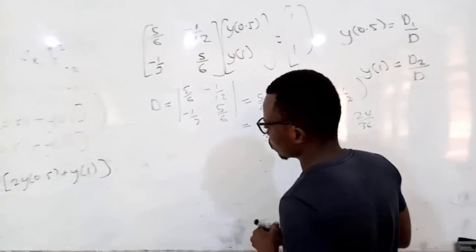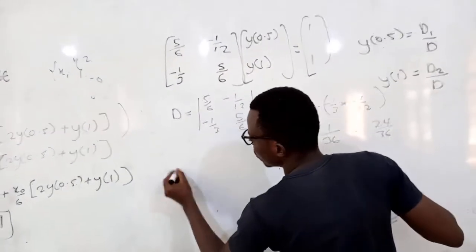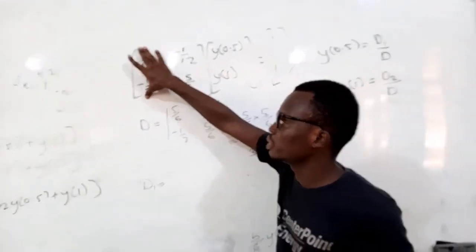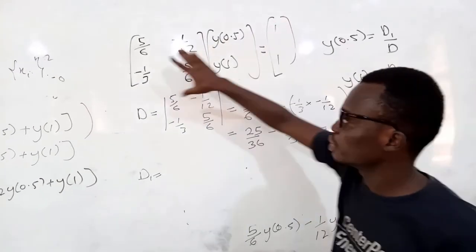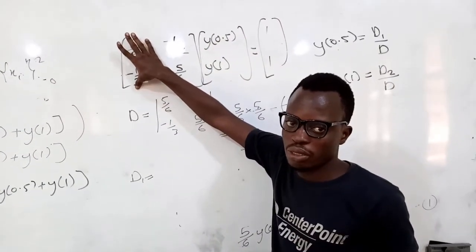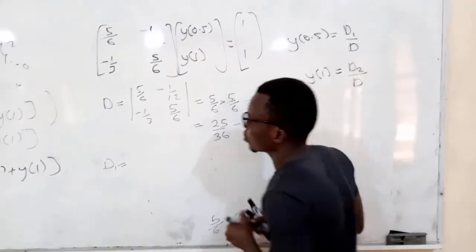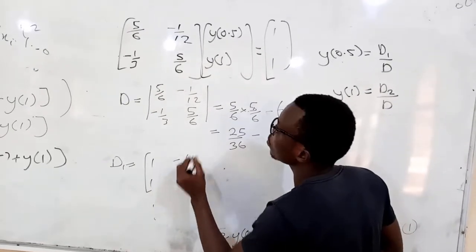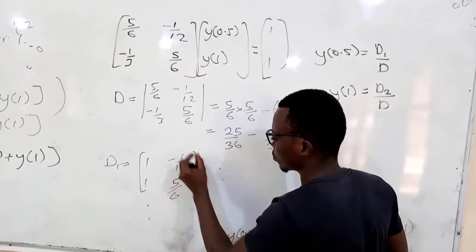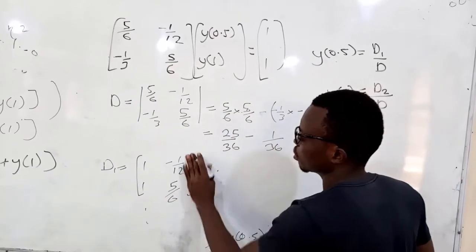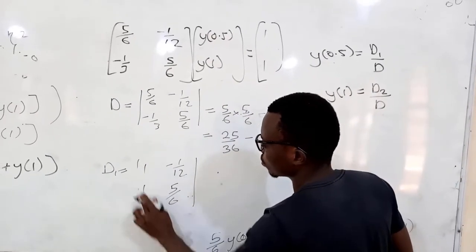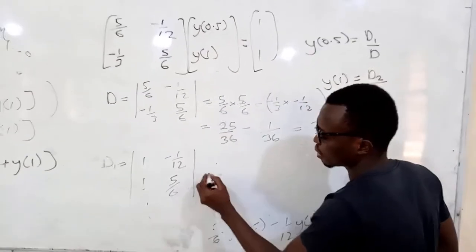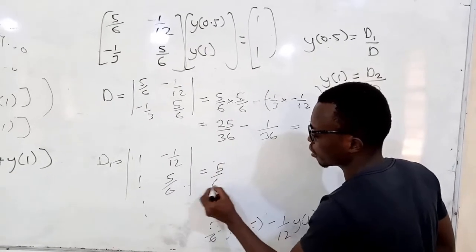So our D1 is the same as we just select these entries and put these entries into this to have our determinant of D1. So I'm going to have 1, 1, then minus 1 out of 12, then 5 out of 6. So then the determinant sign. So 1 times 1 out of 6, I'm going to get 5 out of 6.